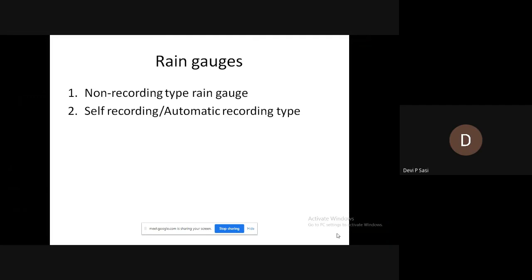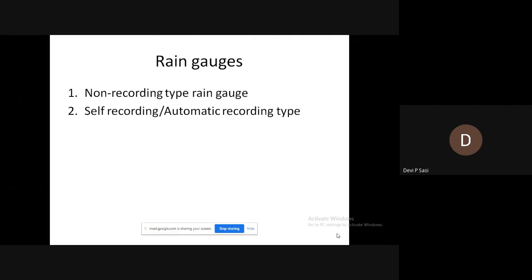Non-recording type rain gauges, as the name tells, do not record the rainfall directly, but we can measure the amount of rainfall. The second one is the self-recording or automatic recording type rain gauge, which measures the rainfall directly. They record the amount of rainfall collected.